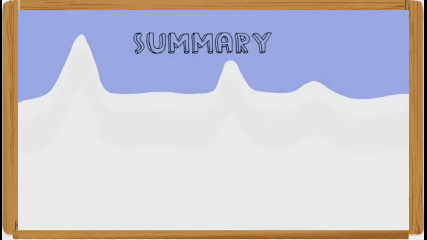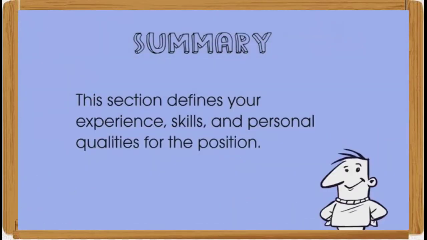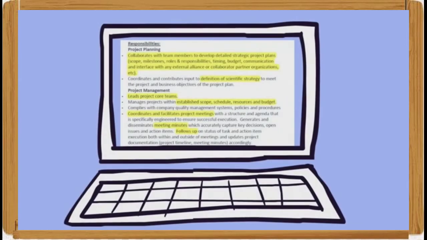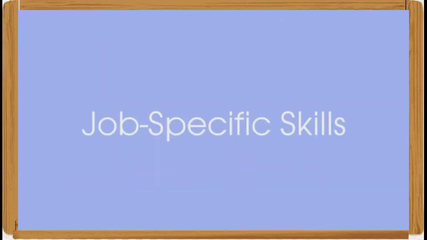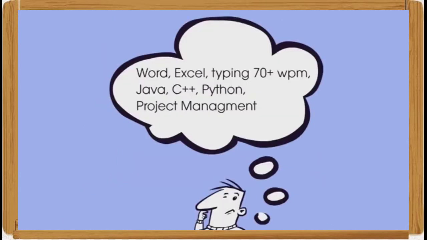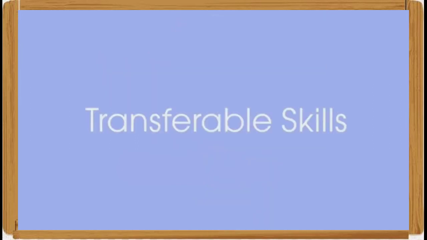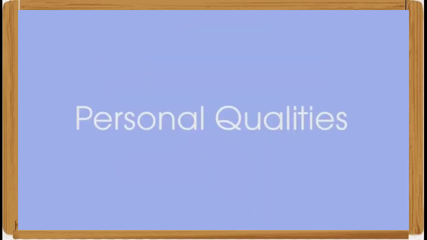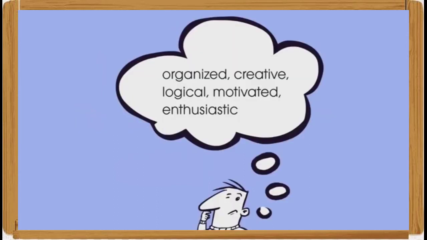The next section is the summary. Given that recruiters and hiring managers spend less than 15 seconds reviewing each resume they see, you need a way to grab the reader's attention. Use the job description to help you identify what the employer wants. Include job-specific skills, which are the tools and technologies used specifically for that position. Include transferable skills, which you have acquired throughout your life that are applicable to this position. And use personal qualities. How would you describe yourself to the employer?